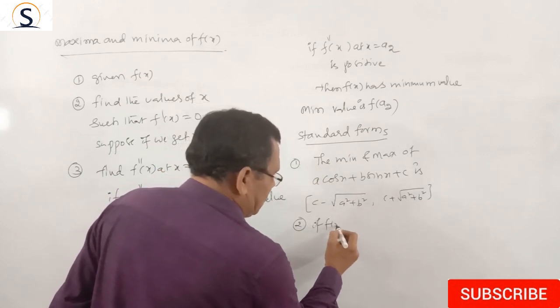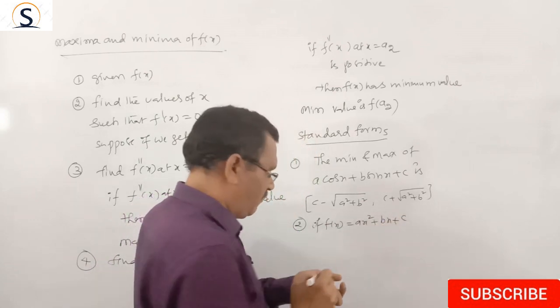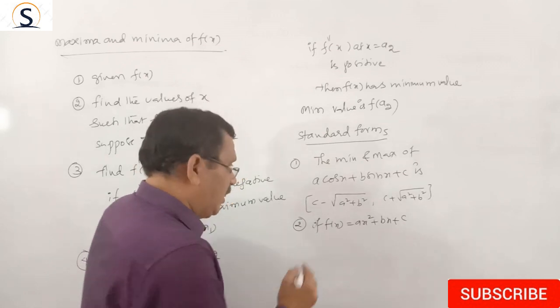Next, another second form. If f of x is equal to ax square plus bx plus c, like a quadratic function is given, ax square plus bx plus c, there are two cases.